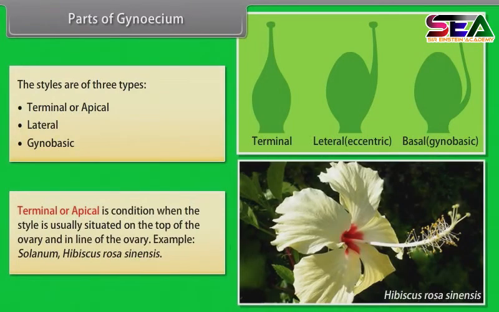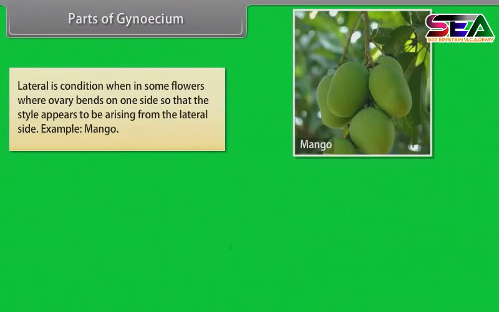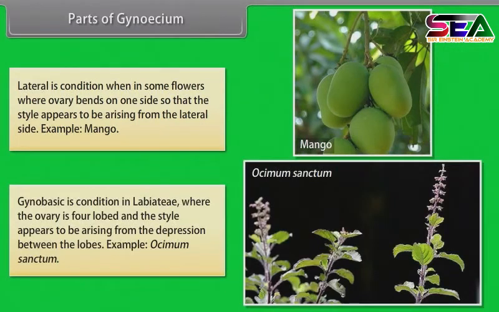Terminal or apical is the condition when the style is usually situated on the top of the ovary and in line of the ovary. Example: Solanum, Hibiscus rosa-sinensis. Lateral is the condition in some flowers where the ovary bends on one side so that the style appears to be arising from the lateral side. Example: mango. Gynobasic is the condition in Labiatae where the ovary is 4-lobed and the style appears to be arising from the depression between the lobes.